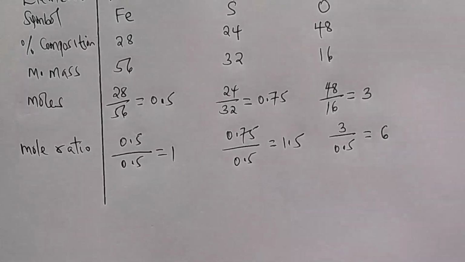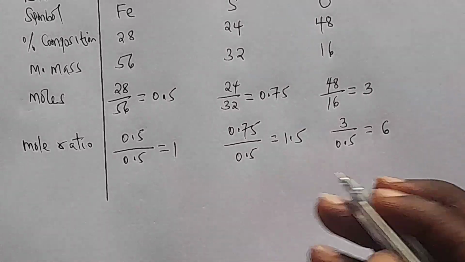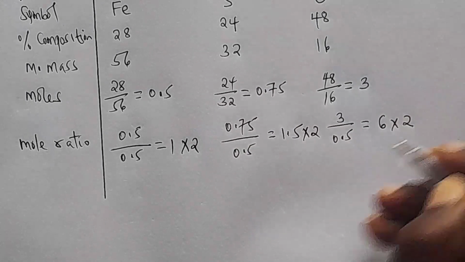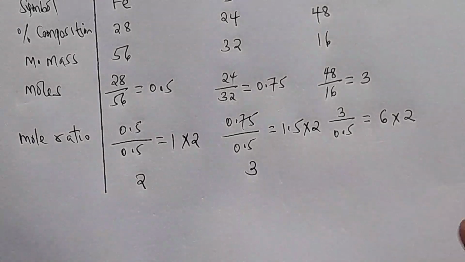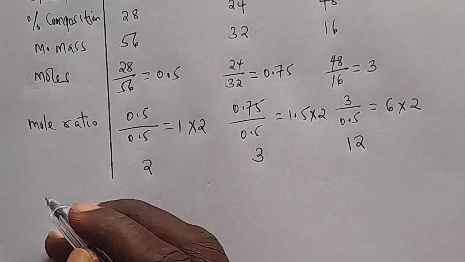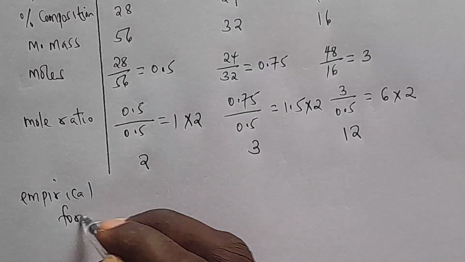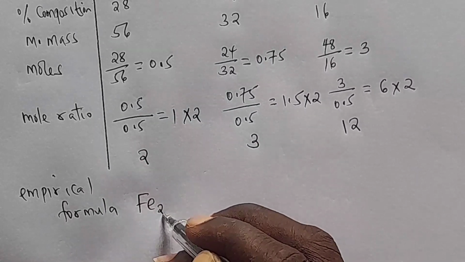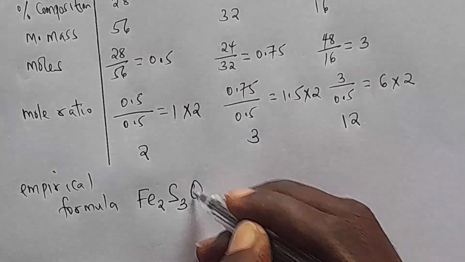Okay, so you see here in the mole ratio we have 1.5. We cannot round off, so we multiply everywhere by 2. So here I'm going to have 2 on the side of iron as my mole ratio, 3 on the side of sulfur, and 12 on the side of oxygen. So to write now the empirical formula, it will be Fe2, then S3, then O12.